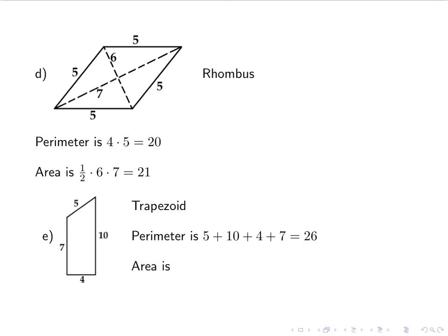So again, for the trapezoid, we need the 2 sides that are parallel. And that is these 2 guys right here. So our A and B are 7 and 10. And then the distance between them, our height, is actually a side of our trapezoid. And that's 4. So we have 1/2 the height, which is 4, and then the addition of the 2 sides that are parallel. And that will give us 34.